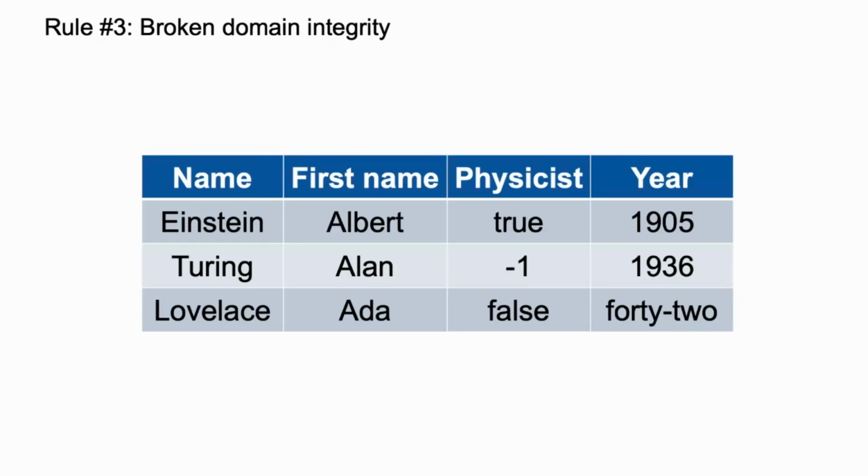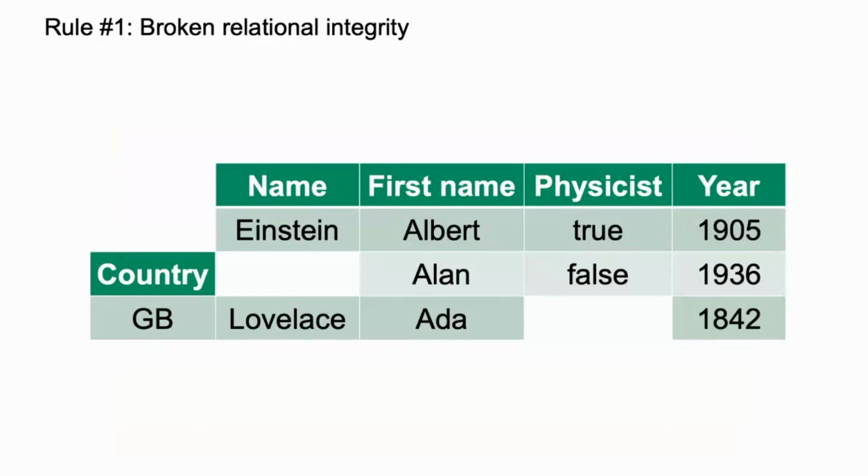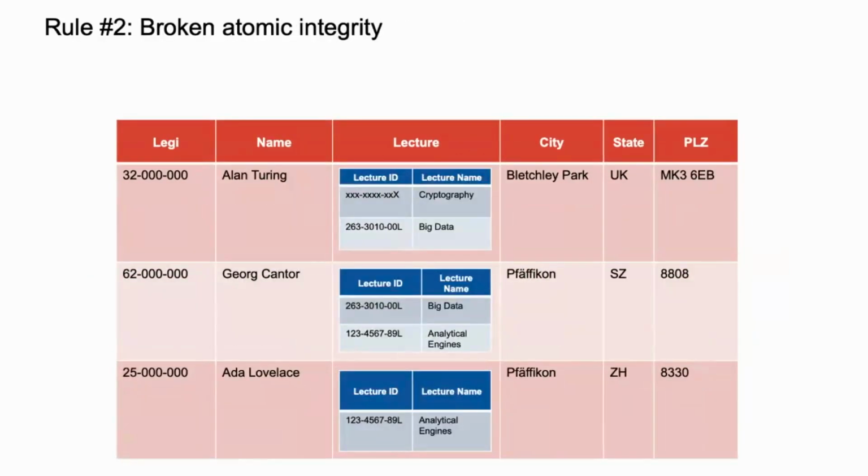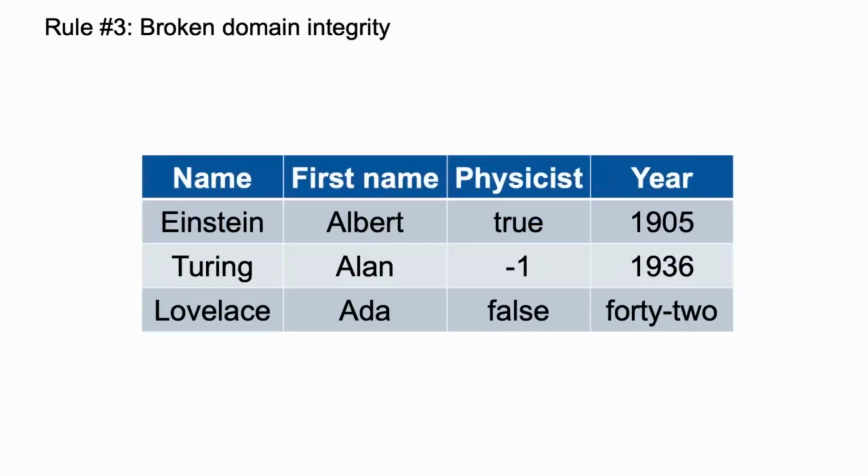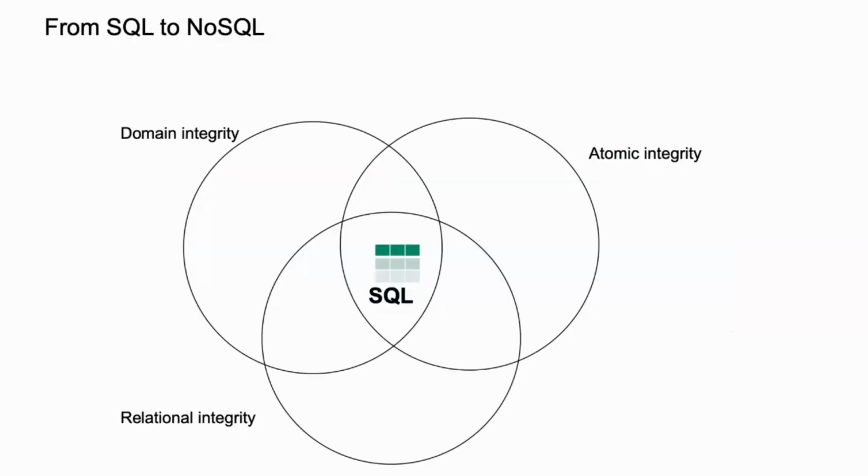This is where it's broken. You see, in that case, it's broken because physicist true, -1, false. It's not the same type here. Year 1905, 1936, and then 42 as a string. That's also broken. Who sees that? Right. All right. So you see, this is forbidden, and this is forbidden. And if we forbid these 3 things in our collections of records, at the intersection of these 3 rules, we have the beautiful, wonderful world of relational databases. That is what a table is. All right?